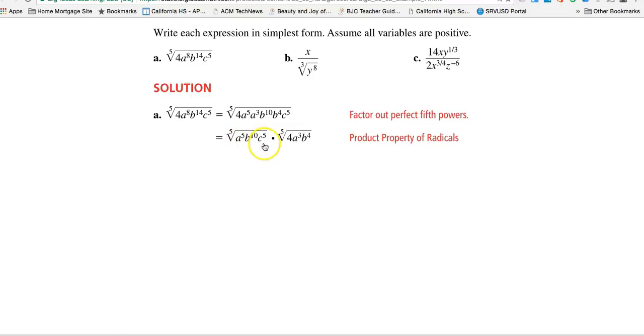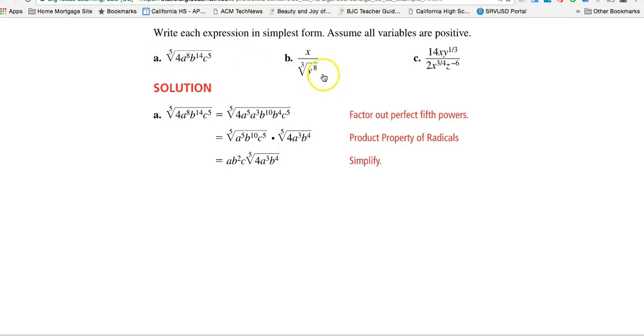Now we can evaluate the one on the left. So the fifth root of a to the 5th is just a, the fifth root of b to the 10th is just b squared, and the fifth root of c to the 5th is just c. So when we evaluate this, we get ab squared c times the fifth root of everything that we weren't able to factor out. So it's very simple. Again, when you have variables with exponents, just remember you're trying to factor out multiples of whatever your index is.